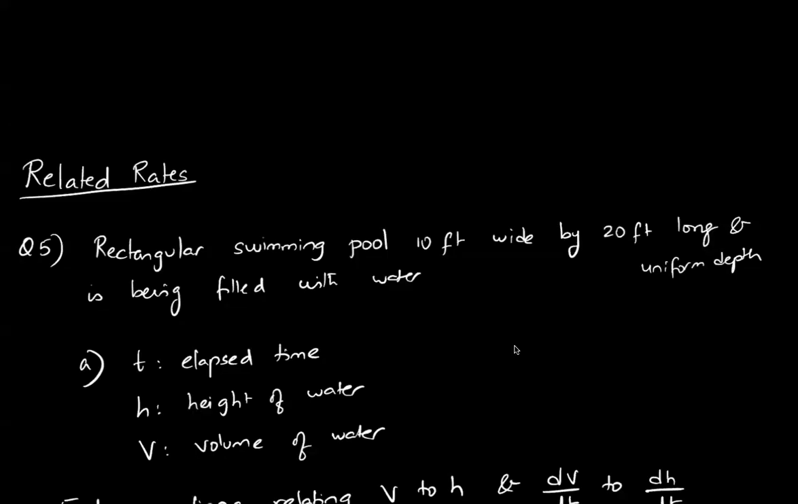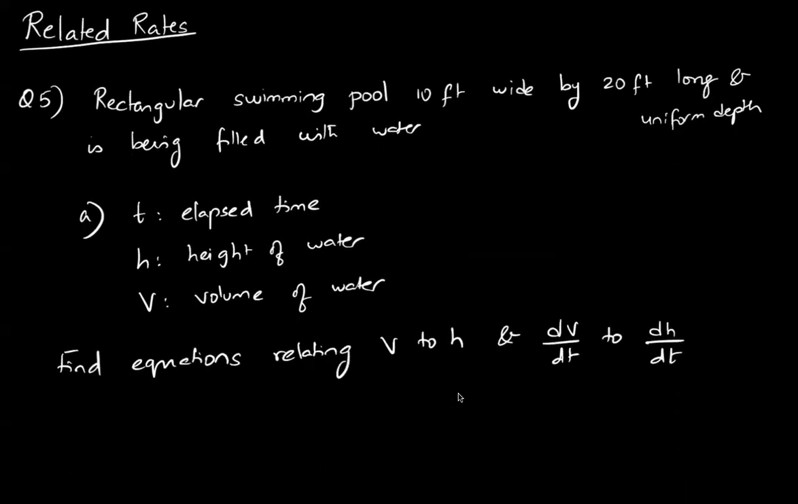In this video, we are going to see some related rates problems. In the first question, we are given that a rectangular swimming pool, which is 10 feet wide by 20 feet long, of uniform depth, is being filled with water. T is a variable used to indicate elapsed time, H is the height of water, and V is the volume. The question is asking you to relate the volume to the height.